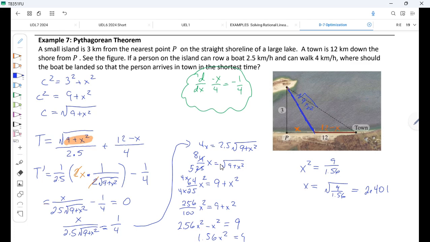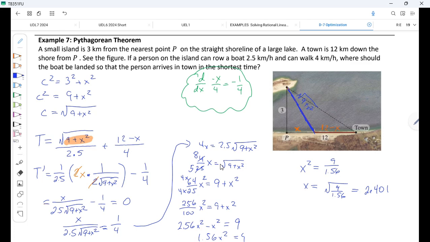So we found x, which is the distance from point P. And the question says where. Yeah, I think we're good. It didn't ask us for the distance. You are correct. If it said how long will it take him, you would have to plug into t. If it peculiarly asked what would be the total distance traveled, you would plug it into this plus this. But I don't think it would say that.